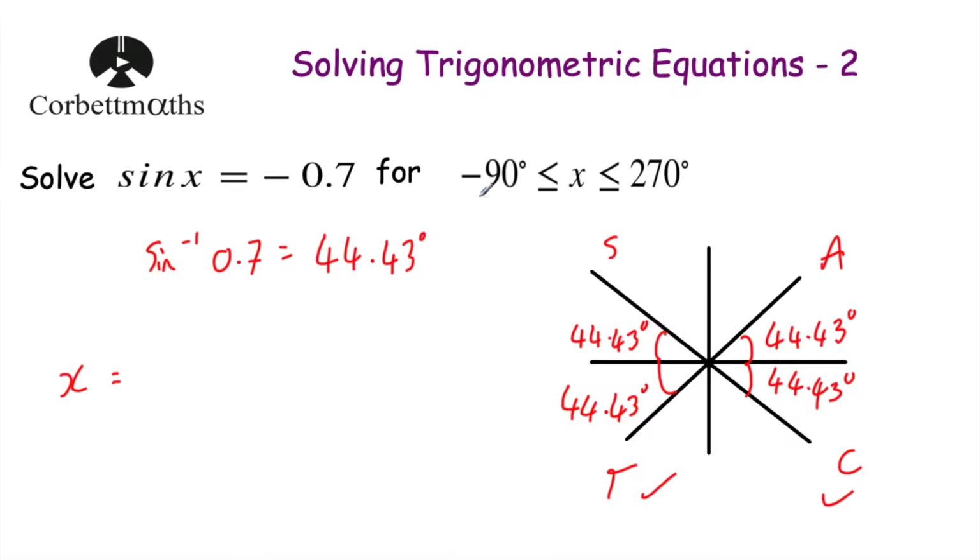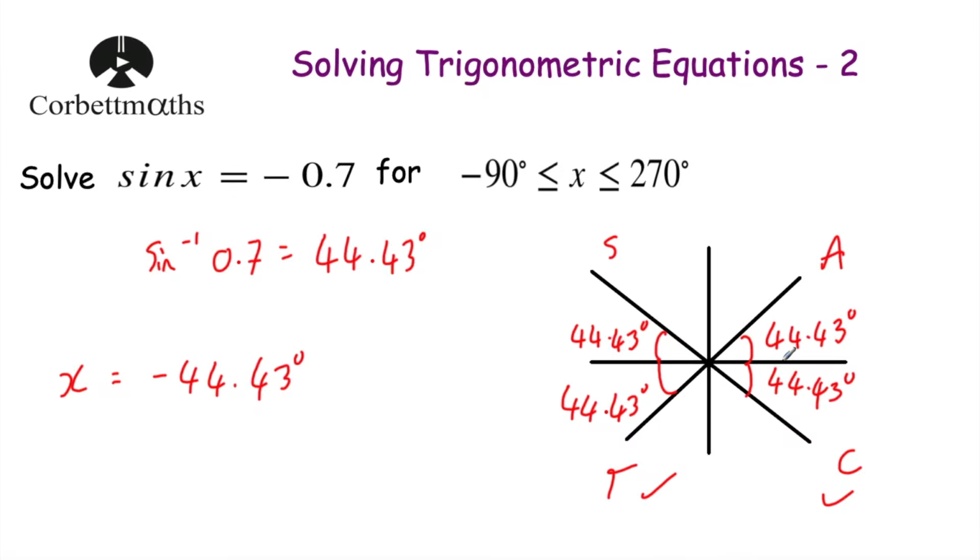So x would be equal to, now we're going from 0 around to negative 90 degrees, and then we're going to be going from 0 up to 270 degrees. So let's start off from 0 down to negative 90 degrees. So we're going to start here at 0, and we're going to go around to negative 90, which is here. And there is a solution there. There's this solution here, which would be, now remember we're going around clockwise, so it's going to be negative 44.43 degrees. So that's our first solution, negative 44.43 degrees. Now when we get to here, we've got to negative 90 degrees, so we're not going to go any further because we're only going down to negative 90 degrees. So that's our first solution there, and we're going to stop.